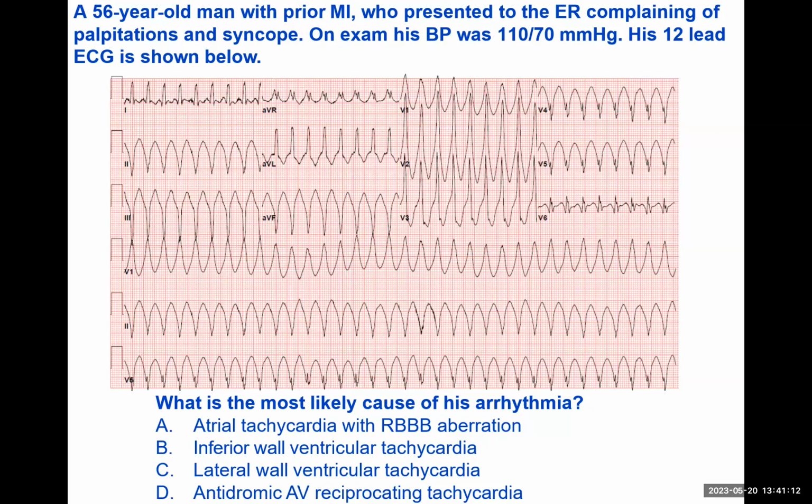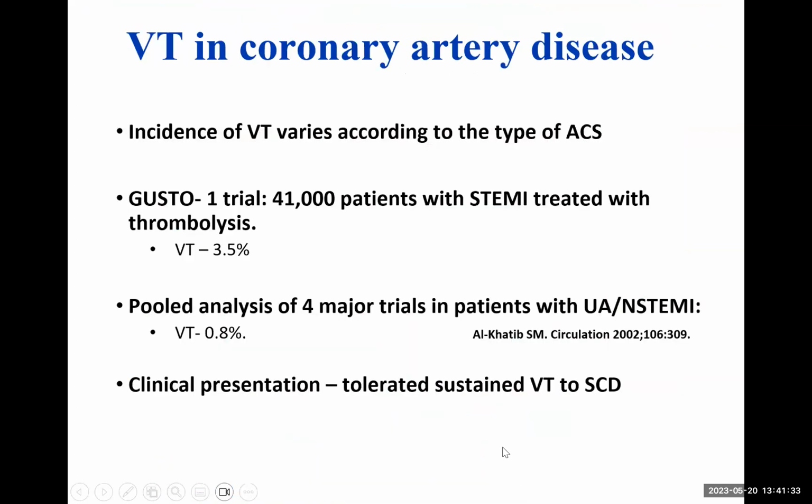Okay, left and inferior. So if you look, it is right bundle-like, so it's coming from the left ventricle. If you look at the inferior leads, they are negative. So activation is going from below up. It's moving away from the inferior leads. So it is coming from the inferior wall of the left ventricle. We'll discuss this in a minute, how to localize ventricular tachycardia in patient with ischemic heart disease or myocardial infarction.